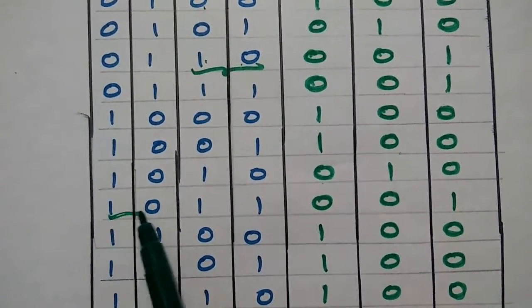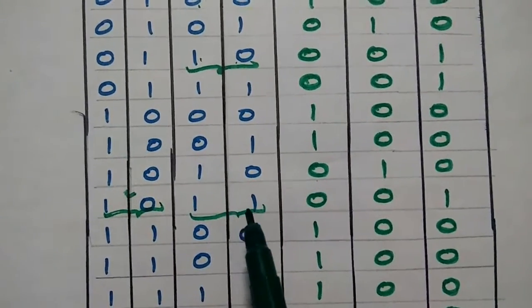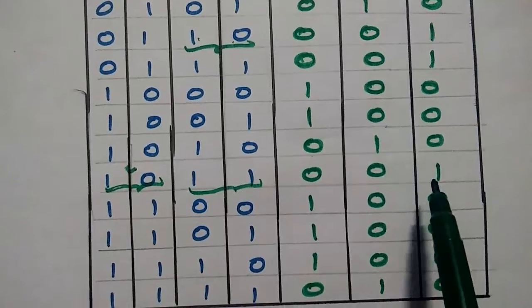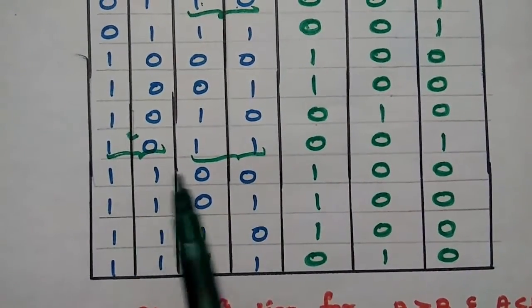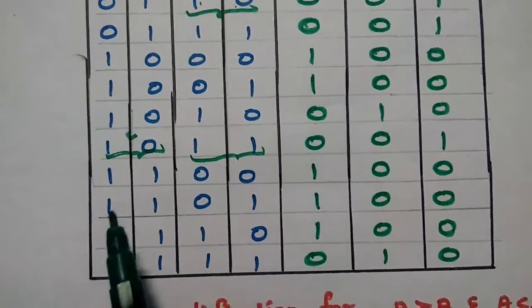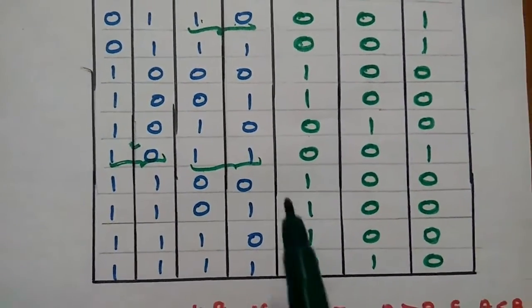Next 1, 0, 1, 1. So here 1, 0 means what? It represents 2. 1, 1 means it represents 3. So B is greater. That's why we put 1 over here. And here 1, 1, 0, 0. So 1, 1 is greater. That is A is greater. 1, 1, 0, 1. So again here A is greater.